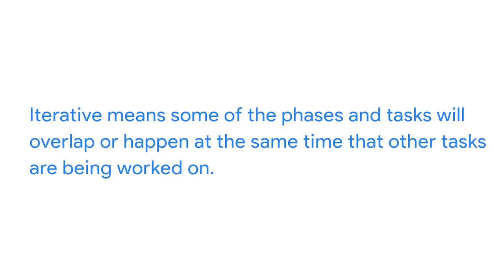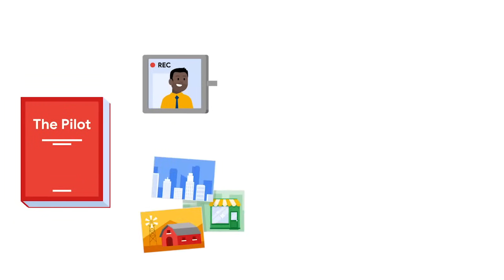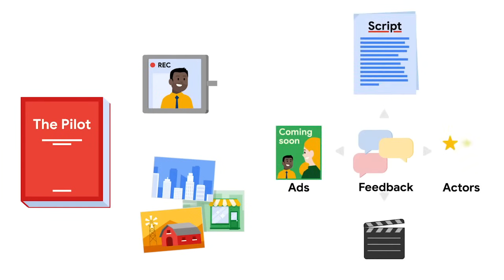For a project like producing a new show for a television company, on the other hand, it might be more effective to use a methodology that uses an iterative, more flexible approach, where some of the phases and tasks will overlap or happen at the same time that other tasks are being worked on. Your team comes up with an idea for a show and films a pilot. You run several tests of the pilot in different locations and time slots. As your team gathers feedback about the pilot, adjustments to the show are made.